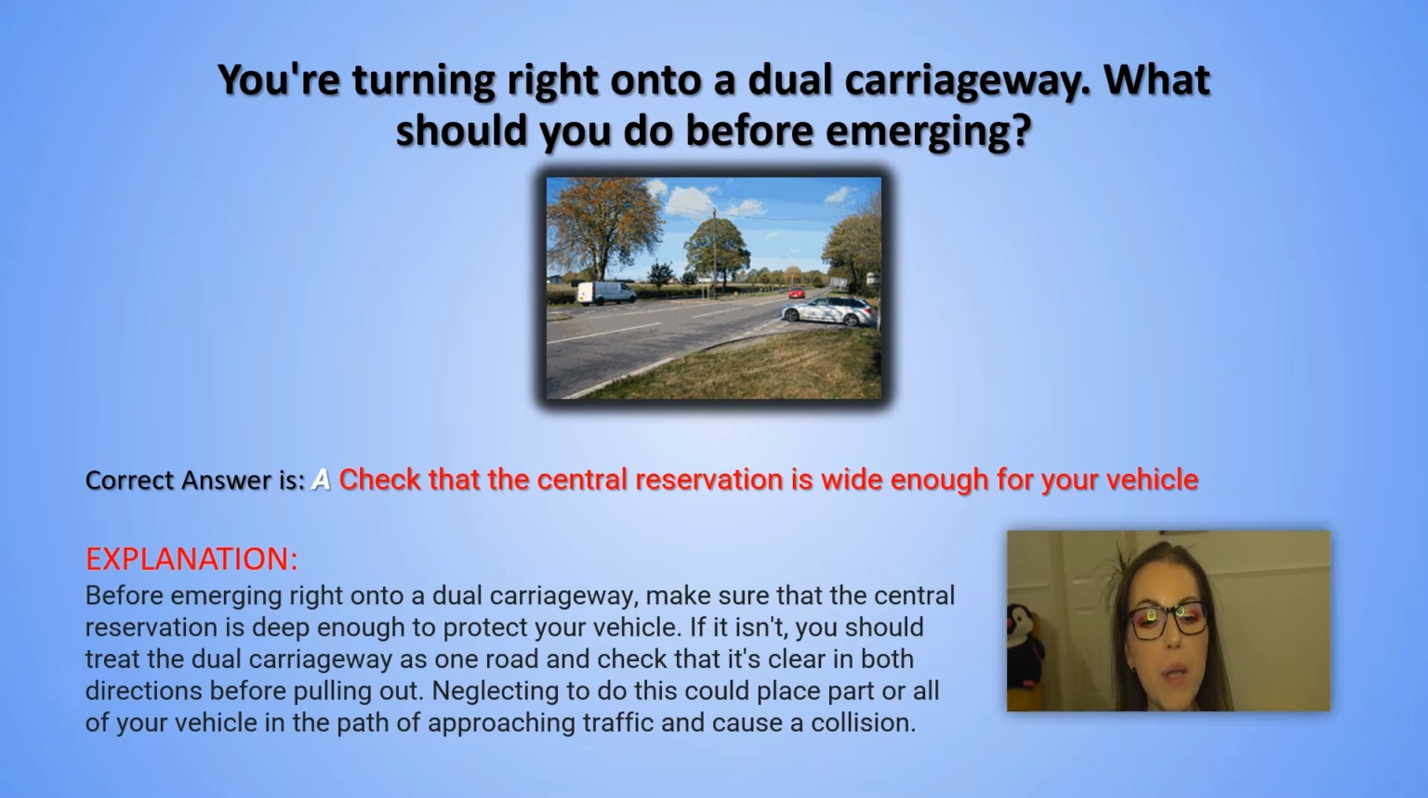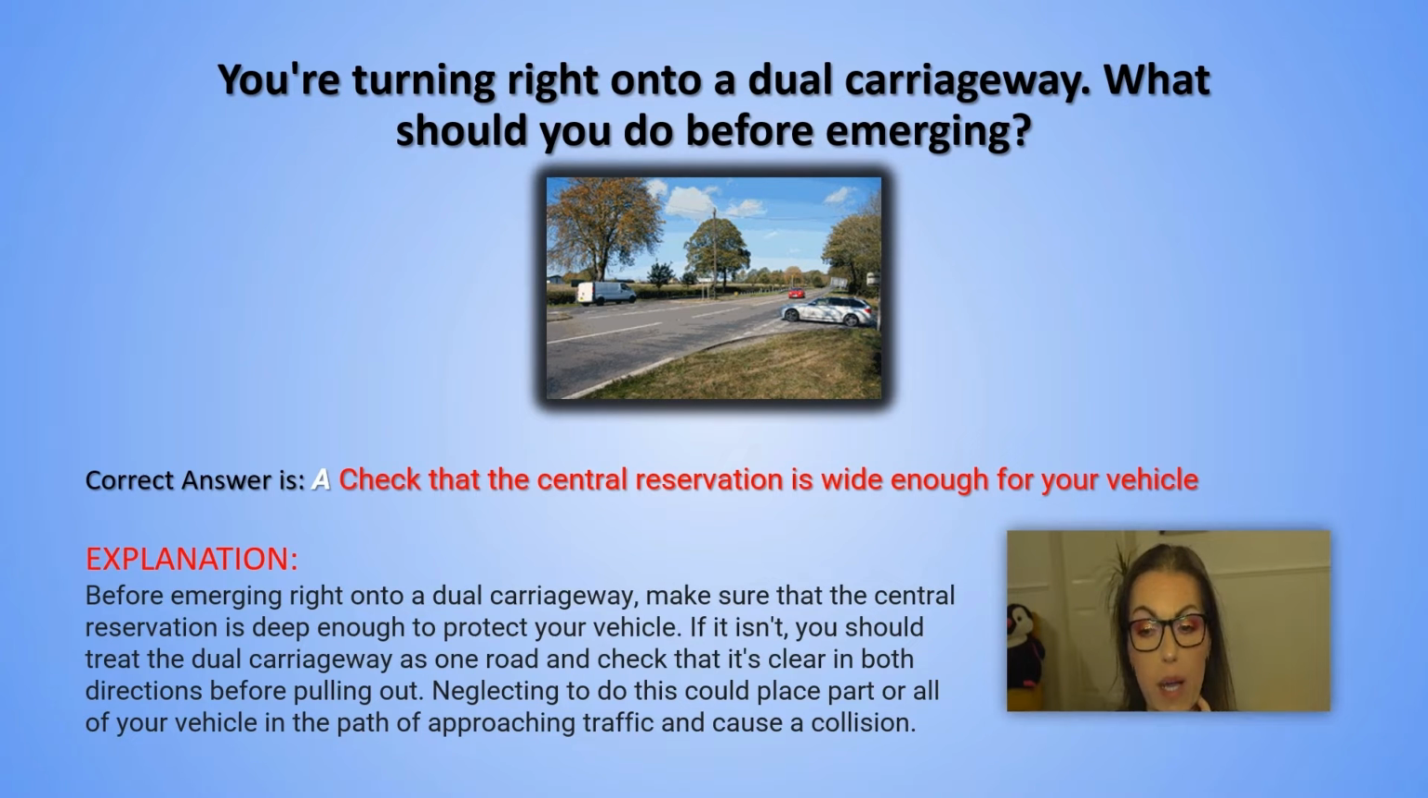Explanation. Before emerging right onto a dual carriageway, make sure that the central reservation is deep enough to protect your vehicle. If it isn't, you should treat the dual carriageway as one road and check that it's clear in both directions before pulling out. Neglecting to do so could place part or all of your vehicle in the path of approaching traffic and could cause a collision.